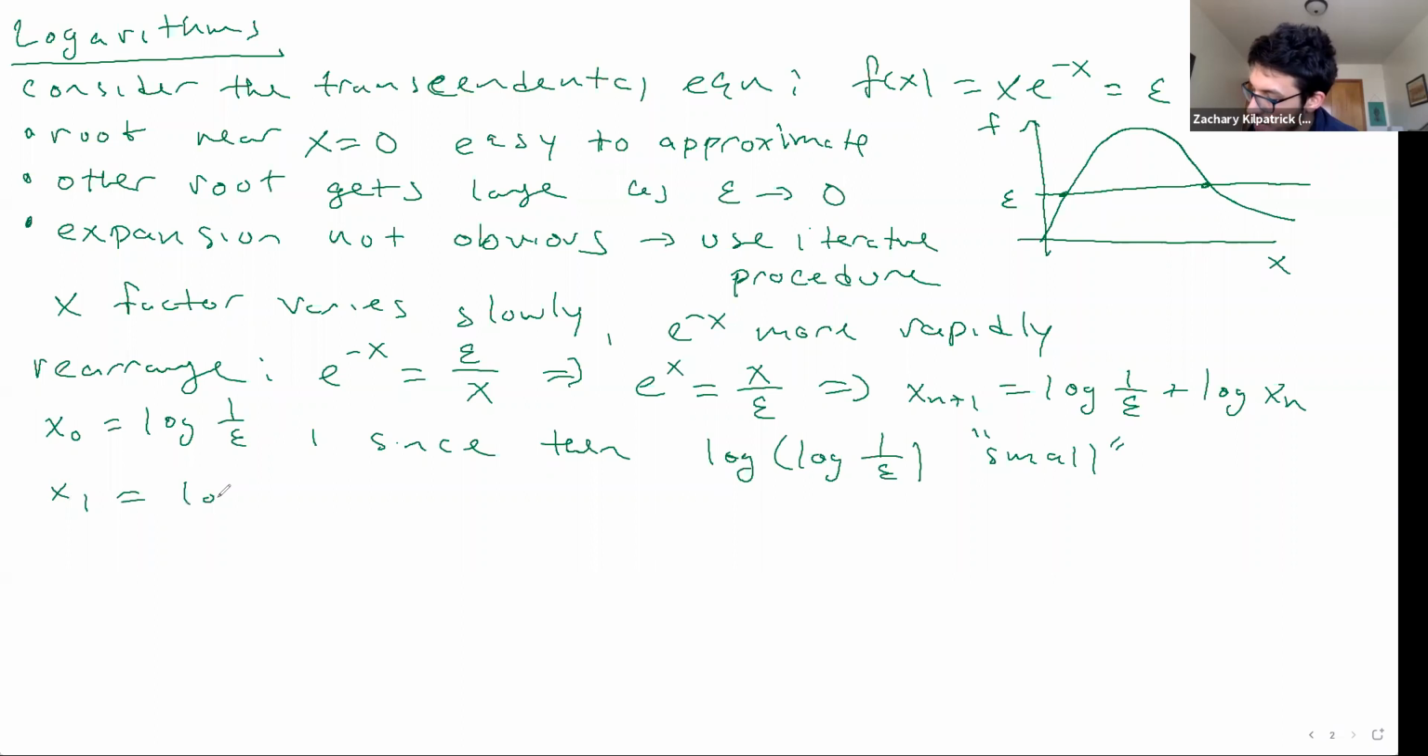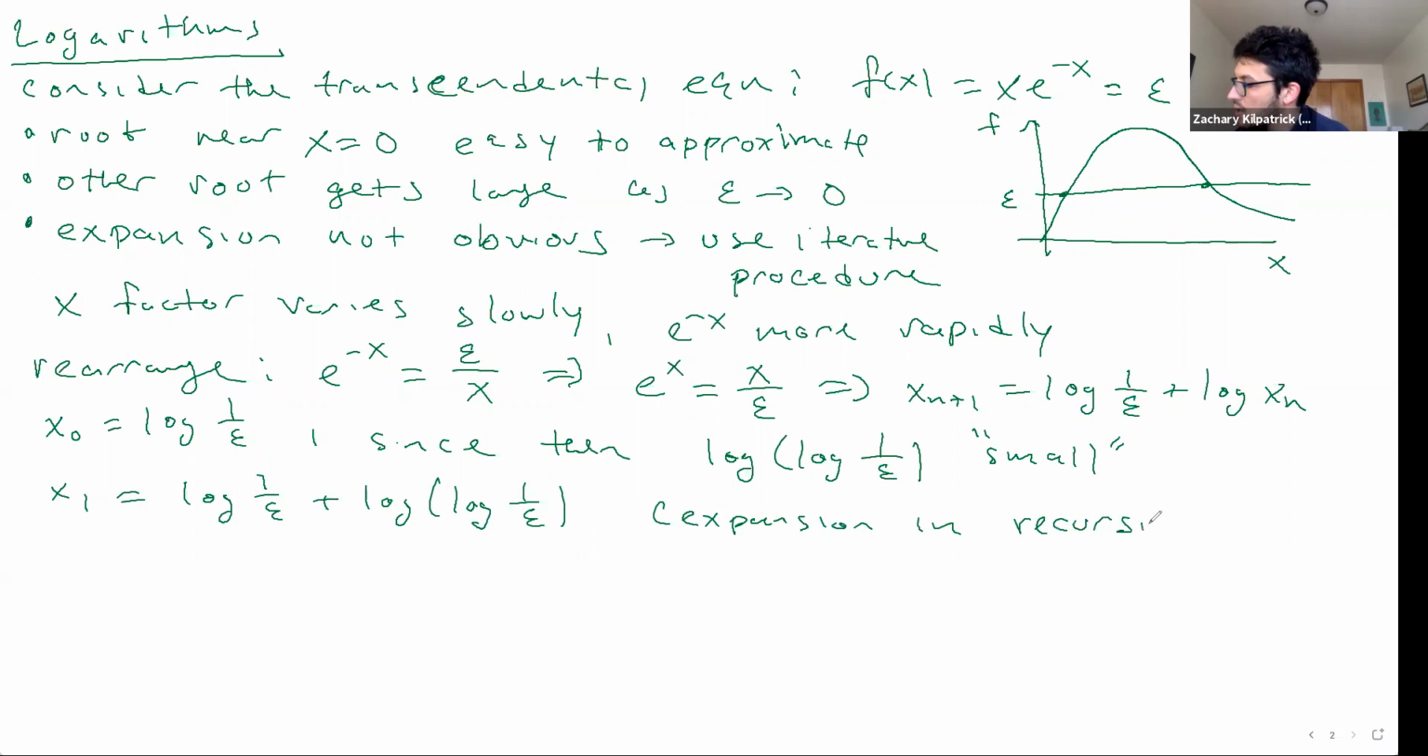So yeah, what do we get? So we get log of 1 over epsilon plus log of log of 1 over epsilon. Okay. And so we get this interesting expansion now, okay, in recursive logs, right? So that's fine. That's a feasible expansion. So maybe each term in this expansion, you just take another log of a log, right? So let's see what happens if we go up another step, okay?